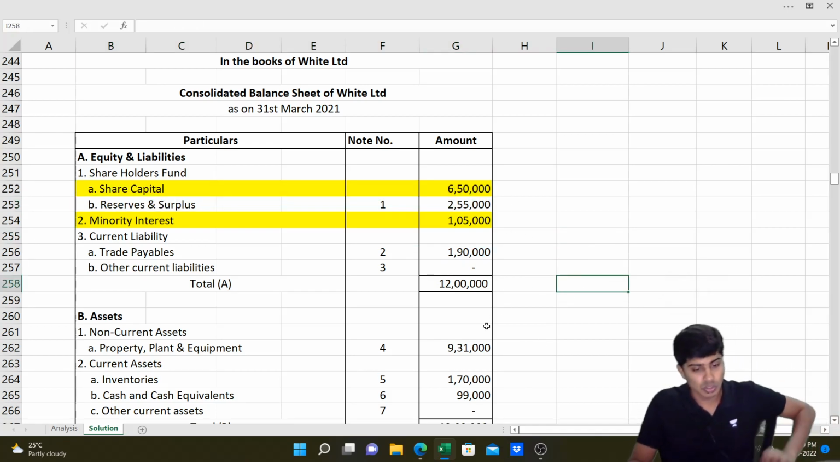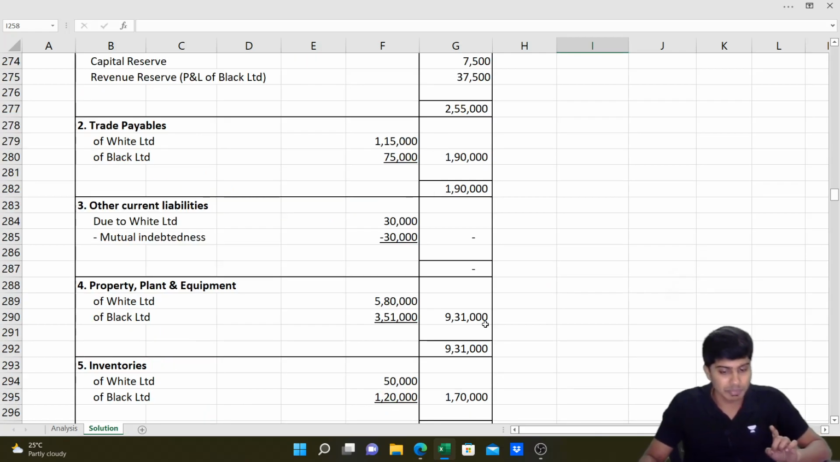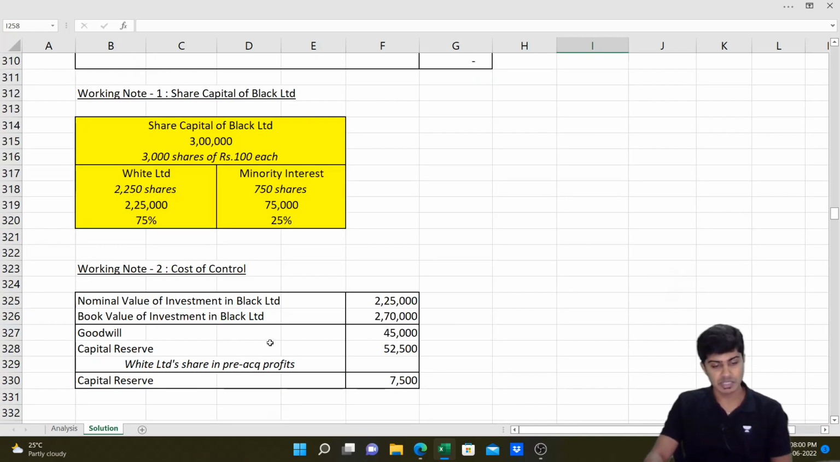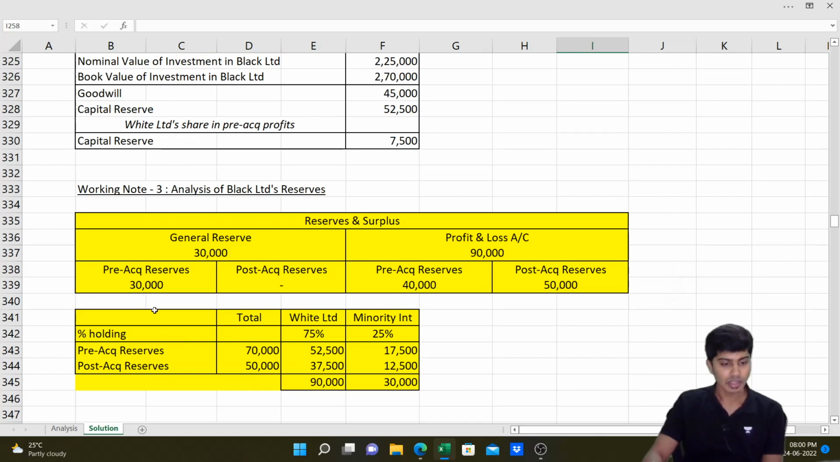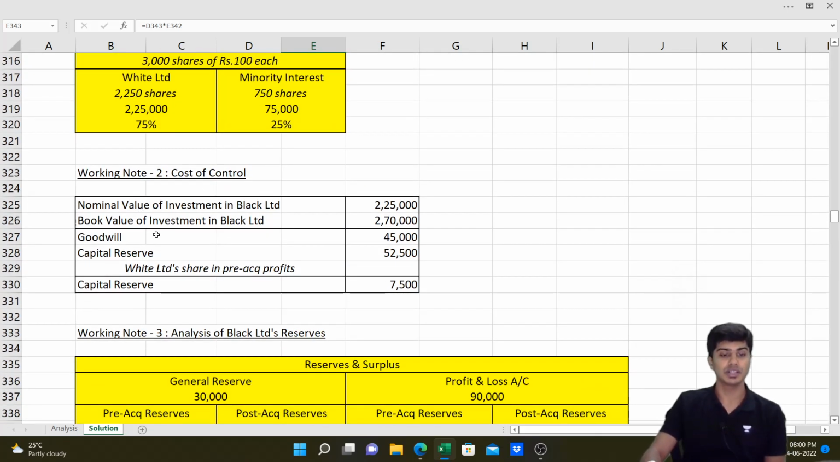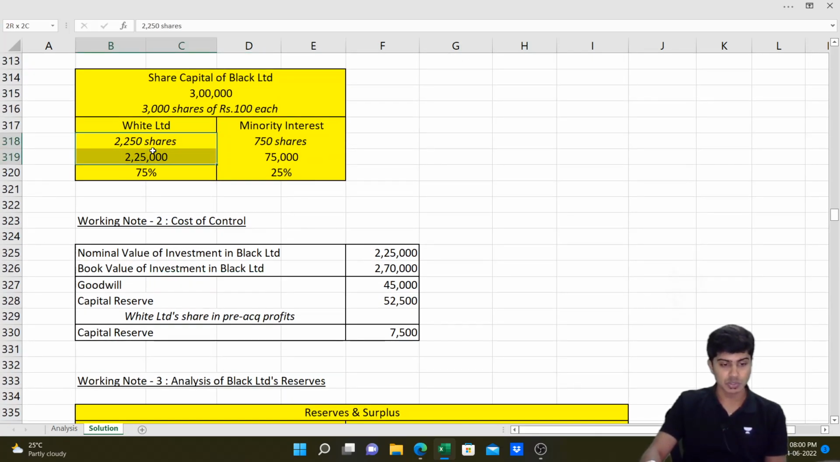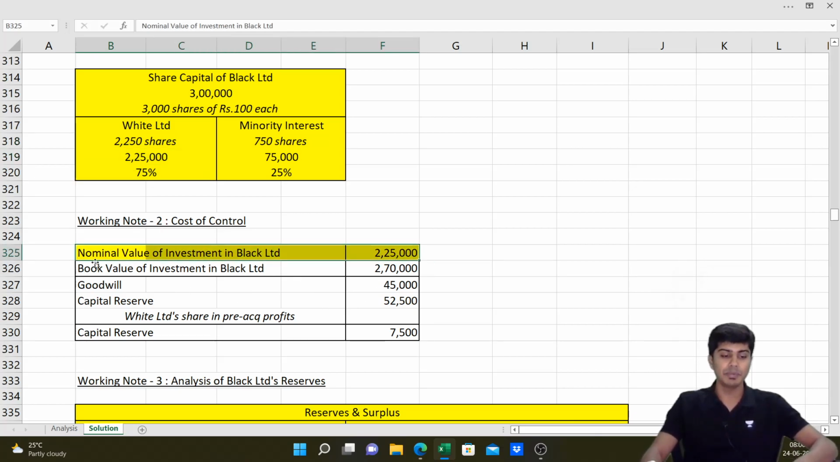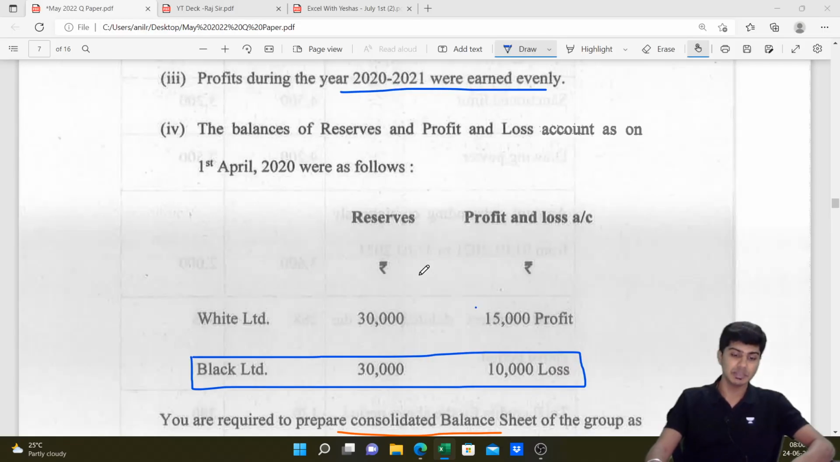So now what we did is that holding company's share is there, no? Whatever is a part of our pre-acquisition reserves, this 52,500, would not go to reserves and surplus. It will be adjusted against cost of control. So what is cost of control? Cost of control comes here. This nominal value of investments 2,25,000 would come here, and this would be compared with the book value of the investments that is there in the balance sheet.